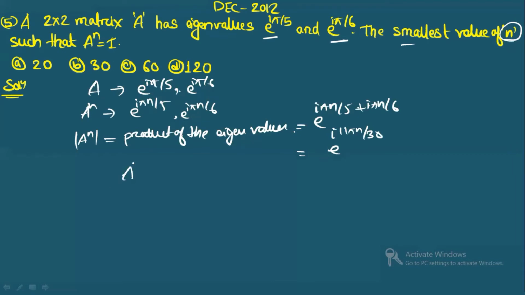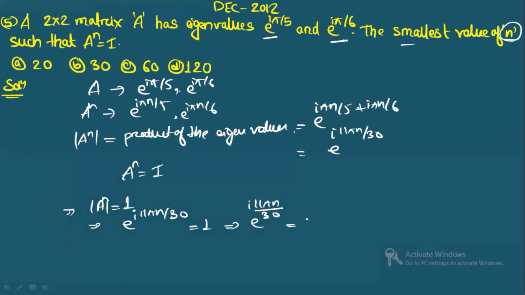Now in the question, it is said A to the power n is equal to I. Okay. So the determinant of A to the power n, you can write it to be equal to 1. This is what you can write. And from here, the determinant is equal to e to the power i, okay, 11 pi n by 30. It is equal to 1. So this can be written as e to the power i 11 pi n by 30. One can be written as what?